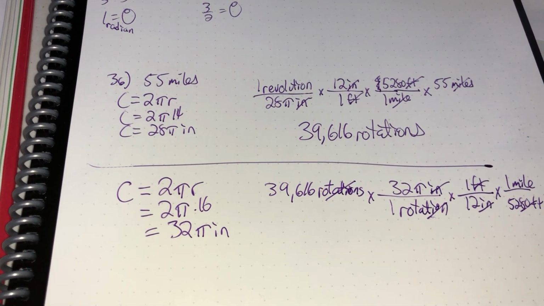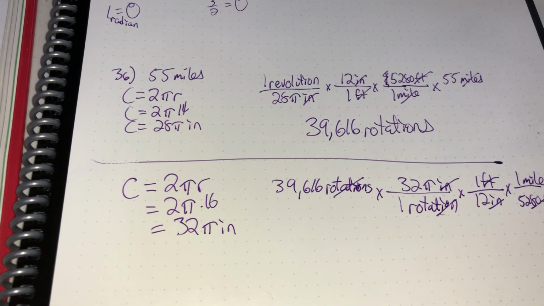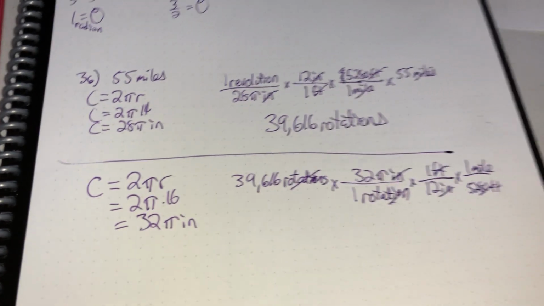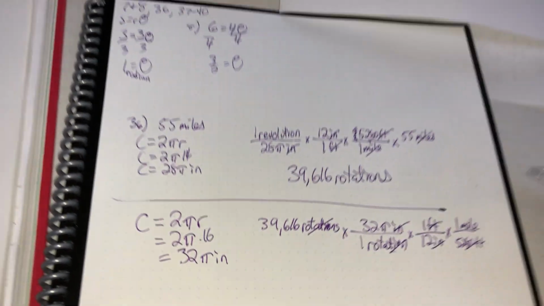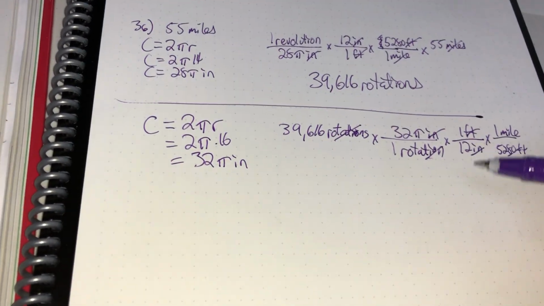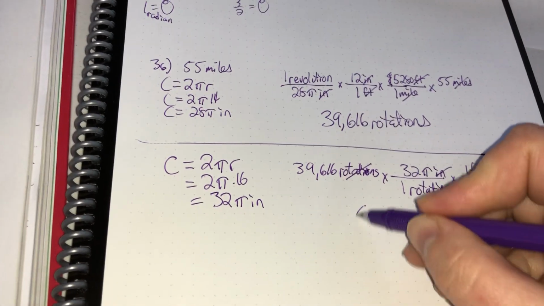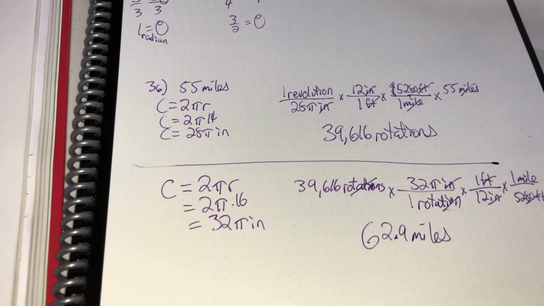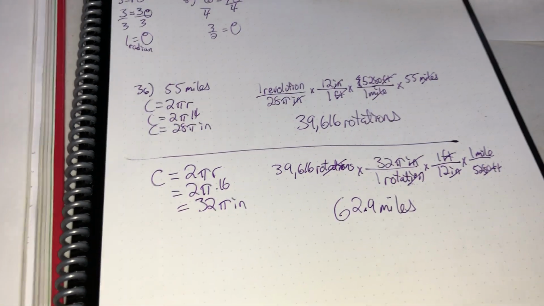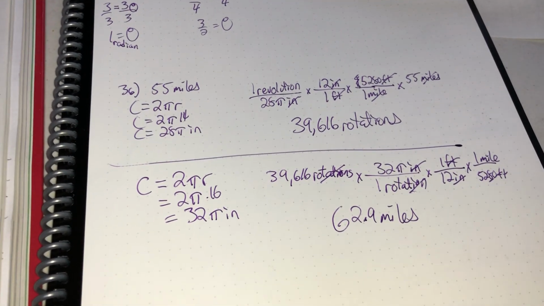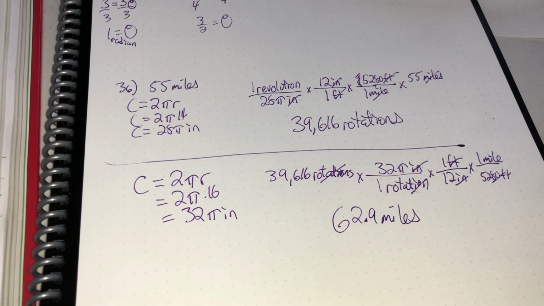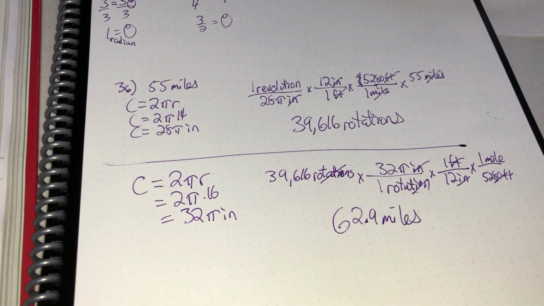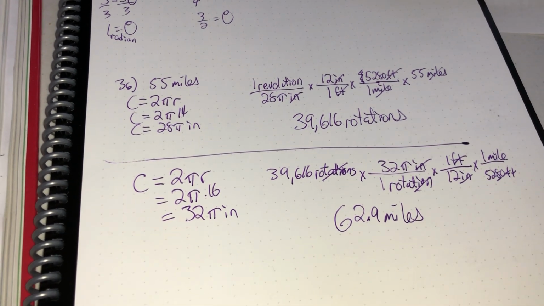Speedometer is still reading 55 miles per hour. I still drove an hour. Do I go 55 miles? Guess what? I don't. If you do this math, you get 62.9 miles. So even though your speedometer read 55 miles per hour and you drove for 1 hour, you should have only gone 55 miles. You didn't. You went 62.9 miles.